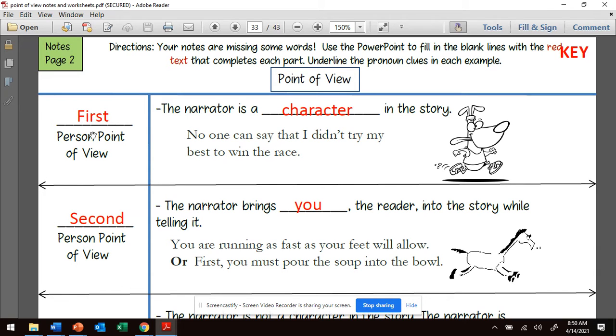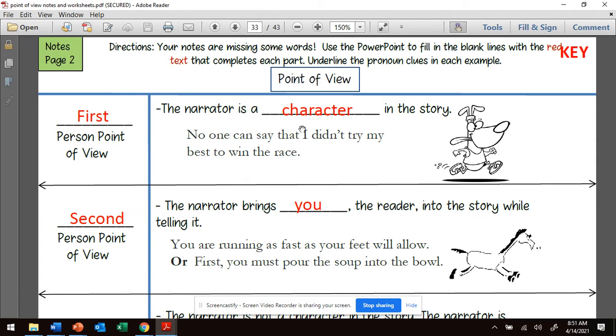First person is typically pretty easy. That's when the narrator is the character in the story. The sentence below is showing you, if you were asked the point of view, that it is showing you first person point of view. The sentence, no one can say that I didn't try my best to win the race. So that sentence is showing it is the first person point of view. The narrator is the character in the story. I saw that pronoun I. So that indicates that is first person.